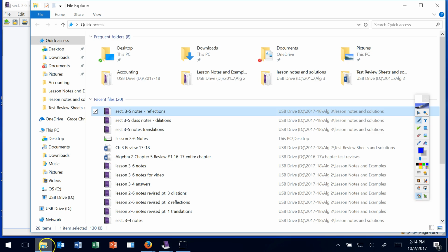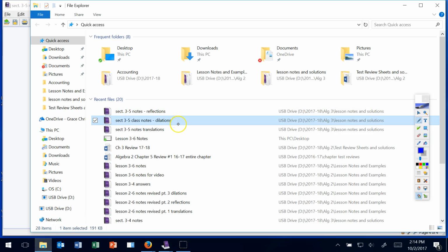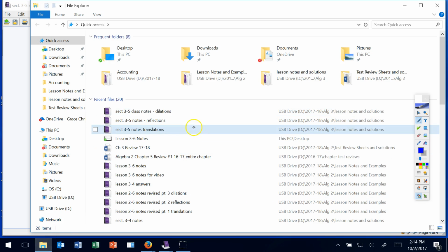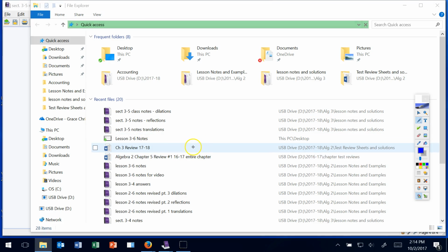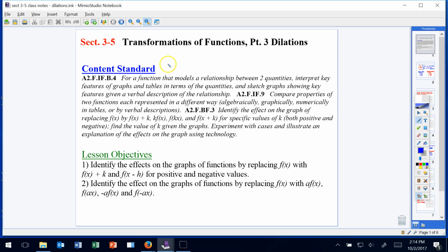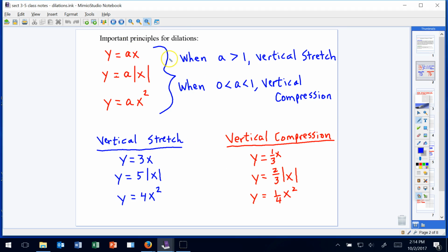So now let's talk about dilations. Again, dilation means we're basically changing the size but not the shape. And there's really 4 different ways to dilate these parents. I want to talk about vertically changing. We call these 2 moves vertical stretch versus vertical compression.